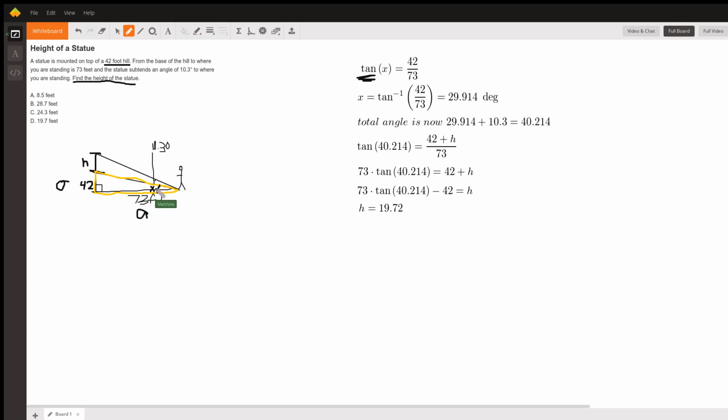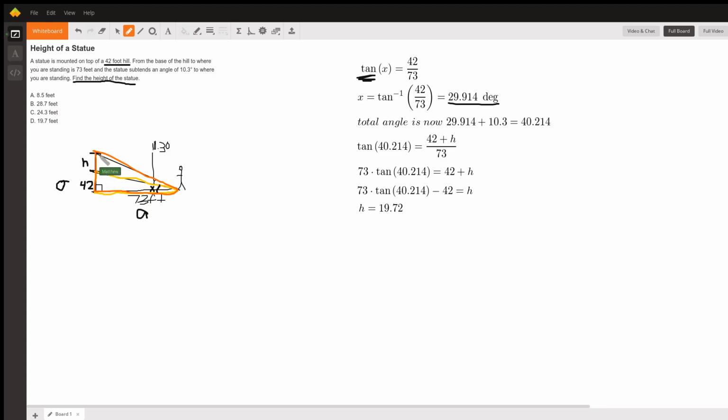So in order to figure out this angle, we can use the tangent of our angle. Tangent of x is equal to opposite, 42, divided by adjacent, 73. Using the properties of trig functions, we can use the inverse of tangent in order to find the angle. When we do that, we see that x is equal to 29.914 degrees. Okay, so that's this angle right here.